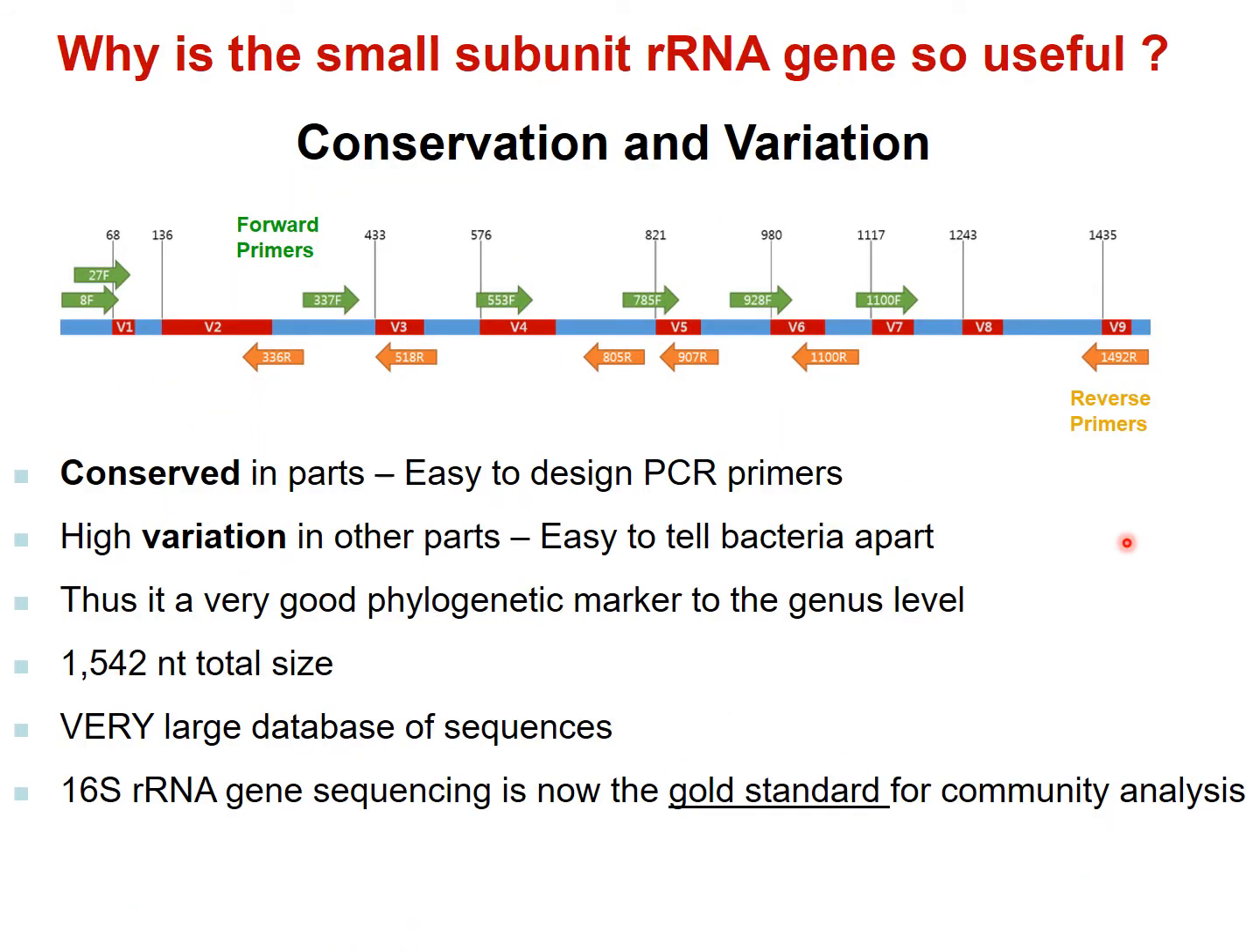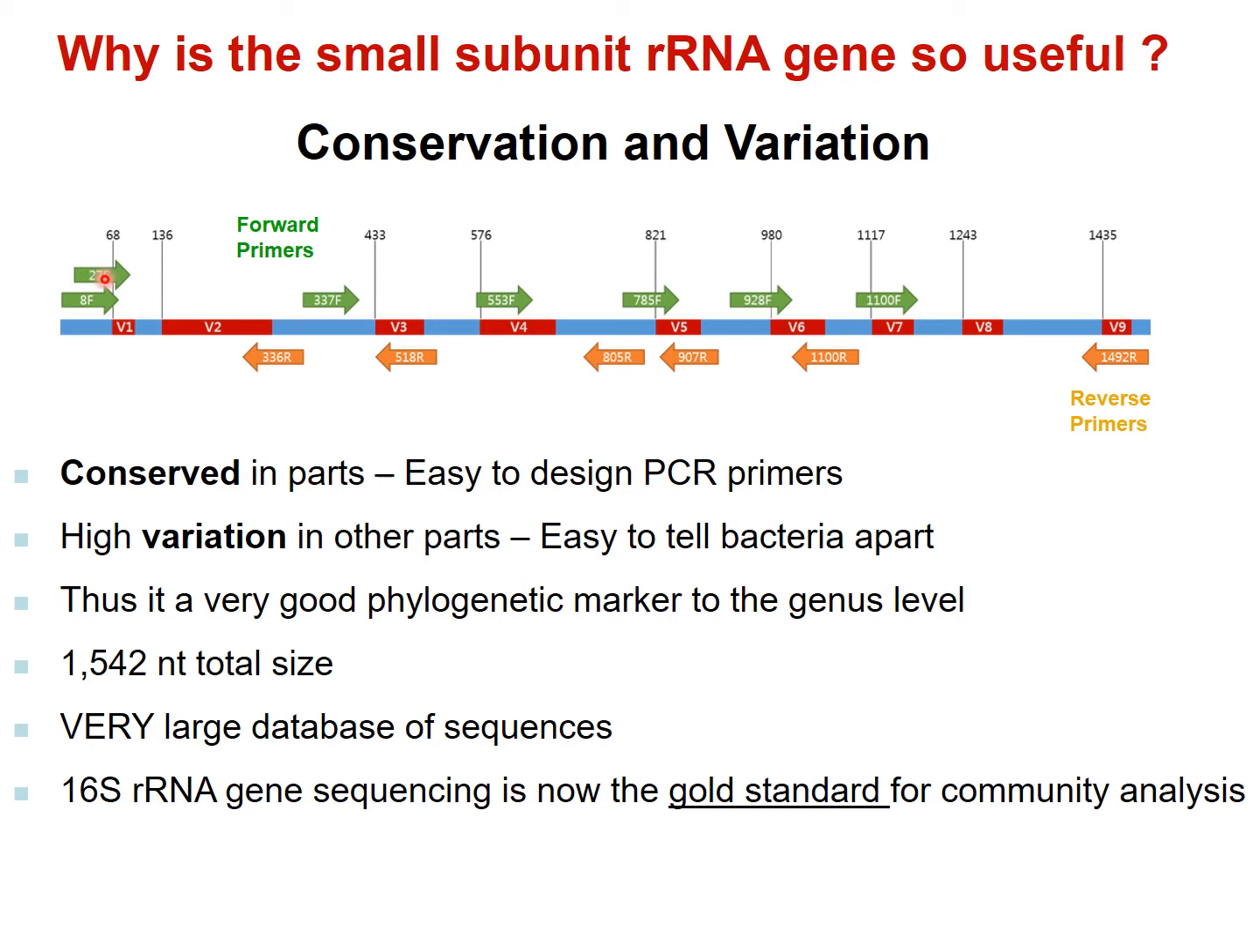So why is the small subunit ribosomal RNA gene so useful, this 16S ribosomal RNA? It's because it has both conservation and variation. So what do we mean by that? This line here just represents the 16S ribosomal RNA gene from the 5' end to the 3' end. And you can see in blue are regions that are conserved. That means that if you were to get ribosomal RNA gene from different organisms, it's very likely that the sequence will be very similar, if not identical, in these portions from almost any bacteria that you isolate. So this is really good.